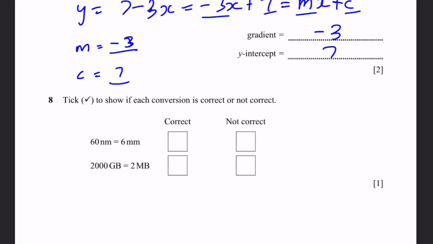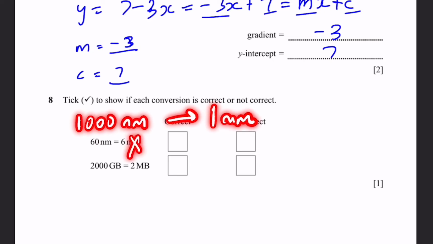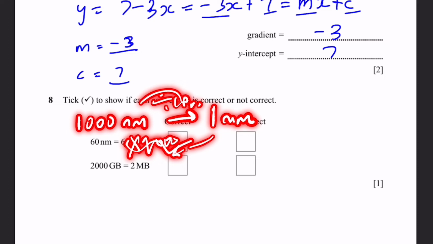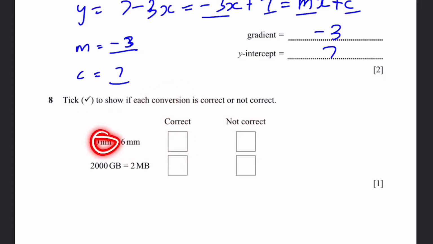Tick to show if each conversion is correct or not. 60 nanometers equals 6 millimeters. Well, 1000 nanometers goes to 1 millimeter, because you have to multiply by 1000 to go this way and divide by 1000 to go the other way. And yes, 60 nanometers is not equal to 6 millimeters because it's only dividing by 10, not 1000.